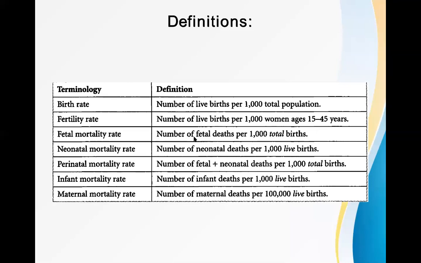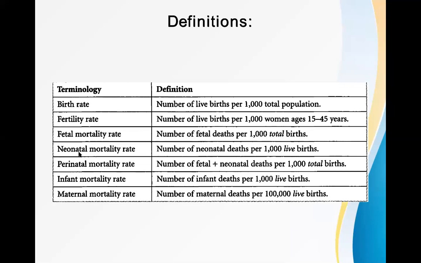Okay, so that is a bit of a different thing. But if somebody asks you, what is fetus, then you can say the baby who is developing inside the uterus is called fetus. That is considered an absolutely fine definition. So the number of fetal deaths per 1000 total births is the fetal mortality rate. Just like that, neonatal mortality rate is the number of neonatal deaths per 1000 live births.